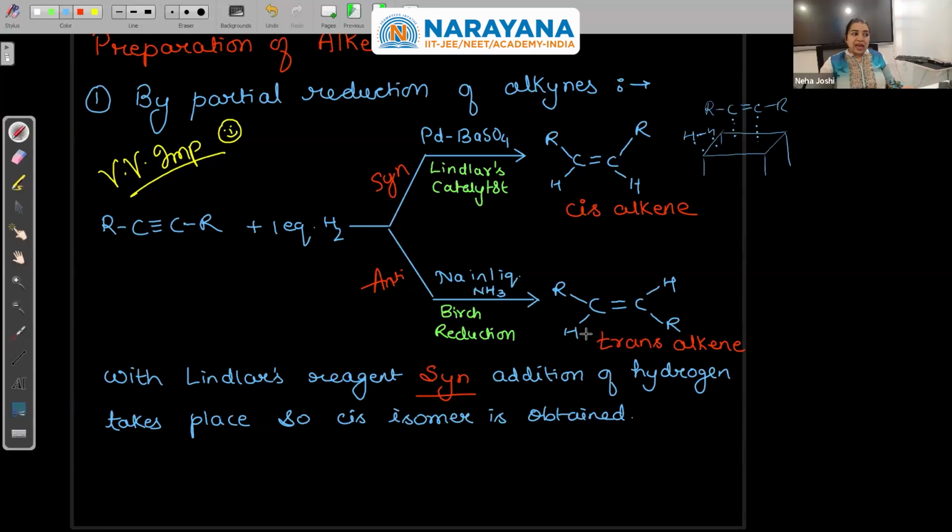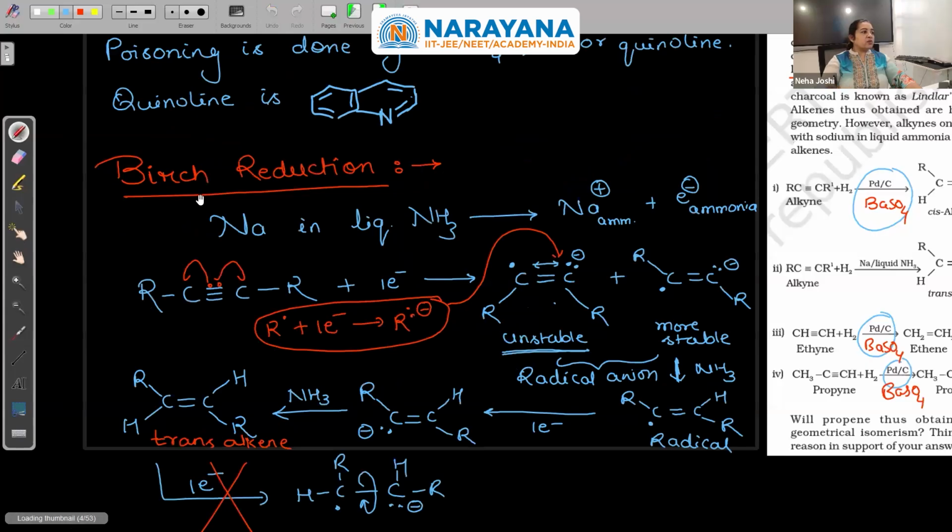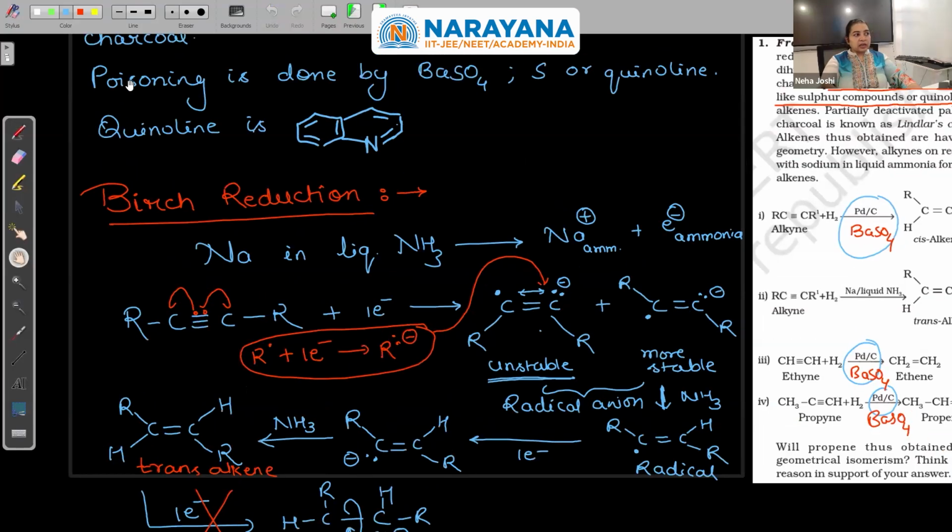Whereas if I want to make trans alkene, then there is a very important different reaction called Birch reduction. In Birch reduction, what we do is we take sodium in liquid ammonia. Now this sodium in liquid ammonia does the anti-addition of hydrogen, opposite side. With Lindlar's reagent, syn addition of hydrogen takes place. So cis isomer is obtained.